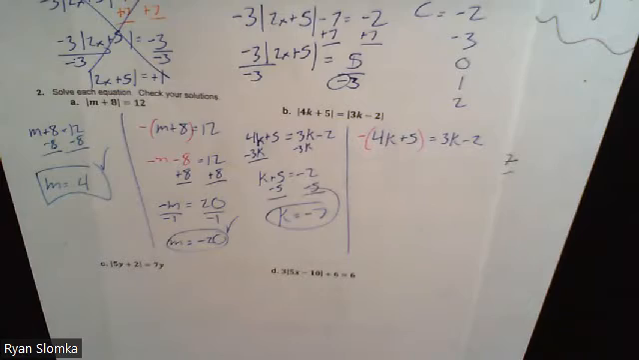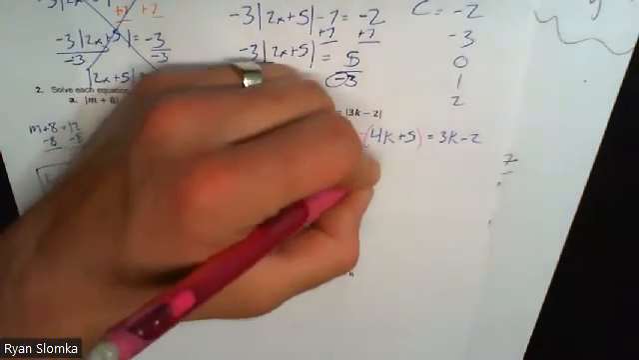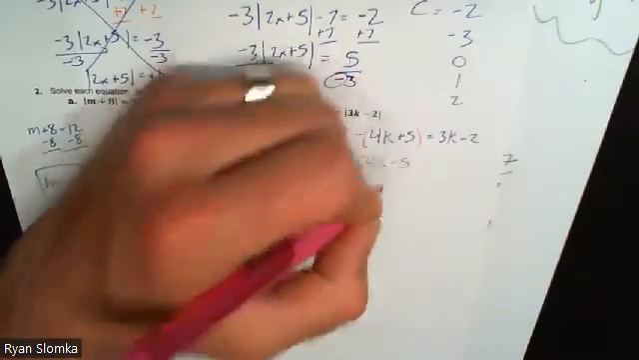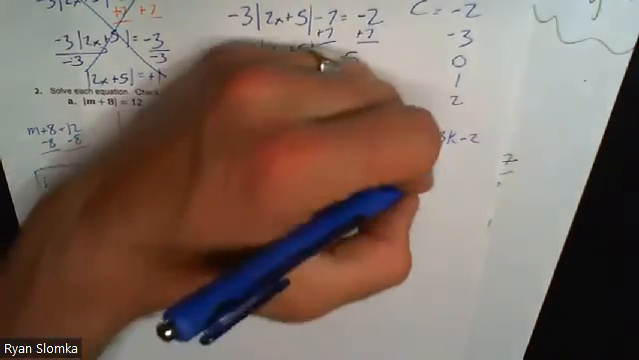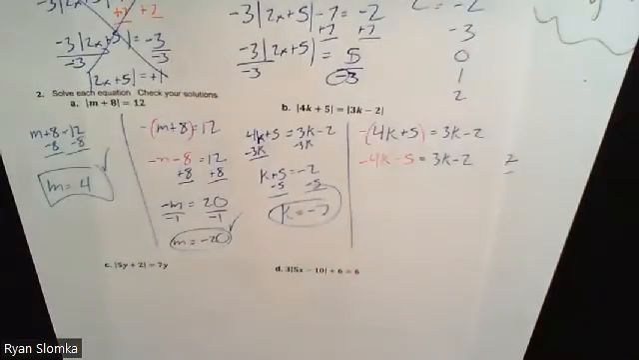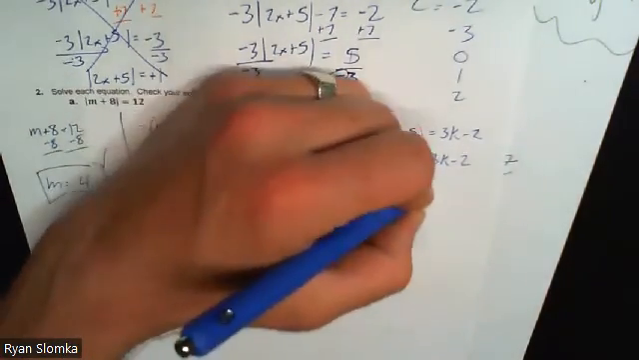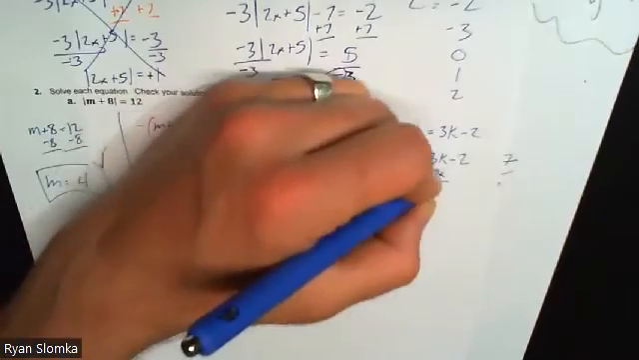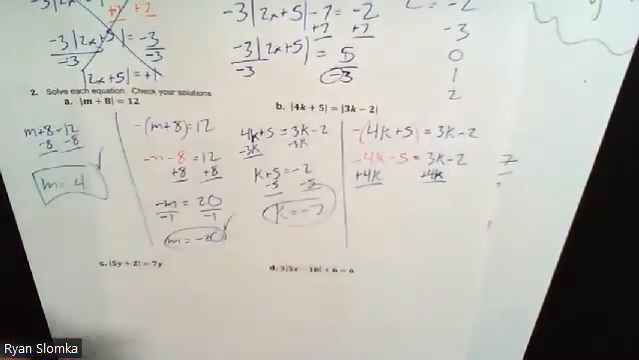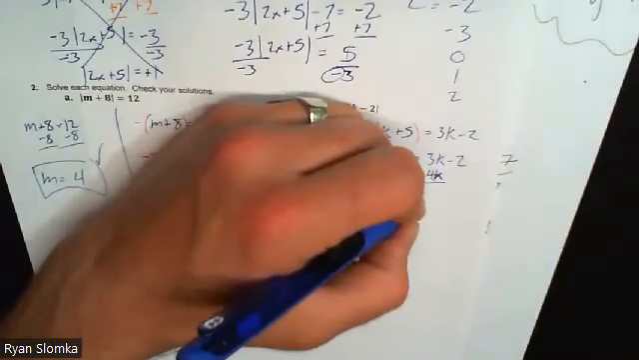All right, next one. So for our next one right here, we're going to use our distributive property right off the bat. That's going to give us -4K and -5. And then we still have our 3K and our -2. All right, so once again, let's move our 4K over. So I'm going to add 4K to both sides. I always like to go after my K terms first, or any variable first. It's a personal choice. You don't have to do it the same way, but that's what I like.